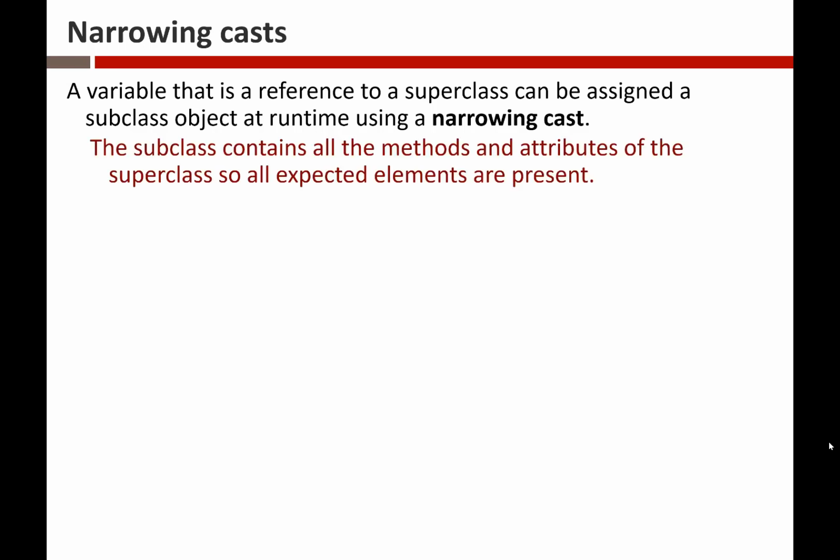The reason why we can do this is because the subclass contains all the methods and attributes of the superclass. So all expected elements are present. Let me go over here to the whiteboard and draw another hypothetical arrangement. Let's assume I have a parent class that has defined three methods, M1, M2, and M3.